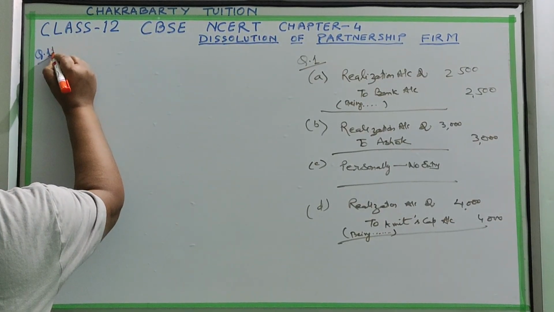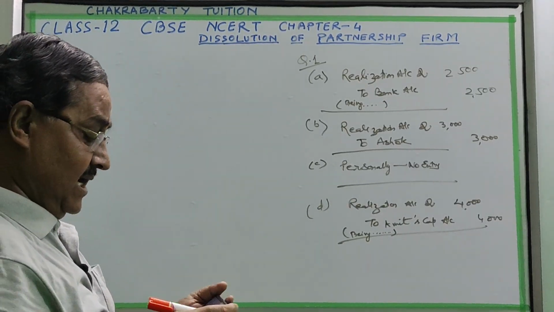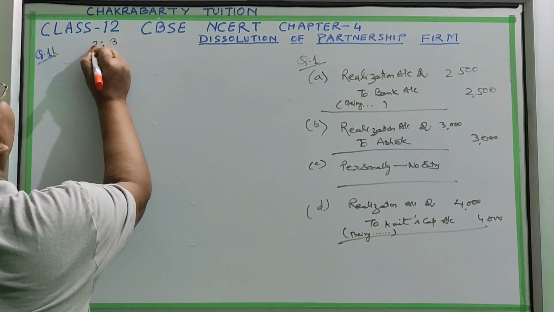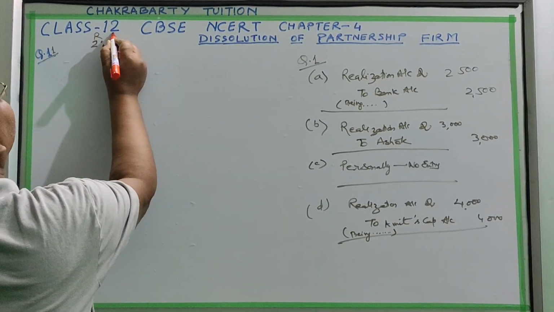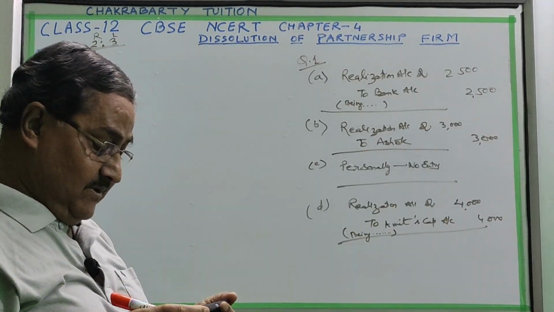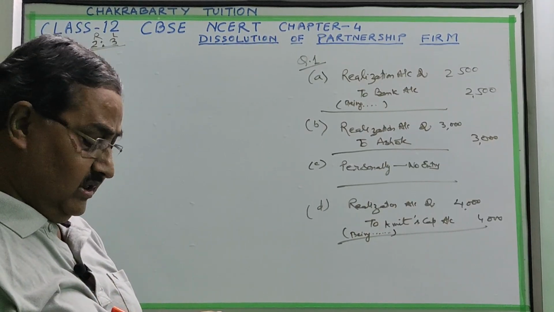Okay. So question number 11, balance sheet is given. Two partners are there. 2:3 is their ratio. Rose and Lily. This is Rose and this is Lily. This is the position given. So balance sheet is given and you are asked to prepare realization account, capital account, loan account and all that.